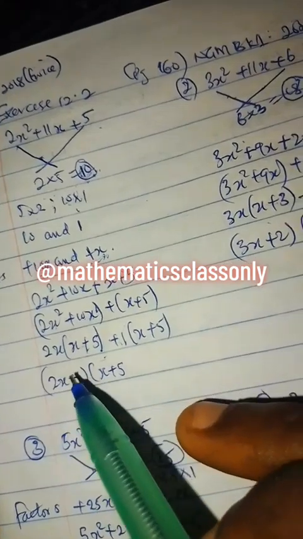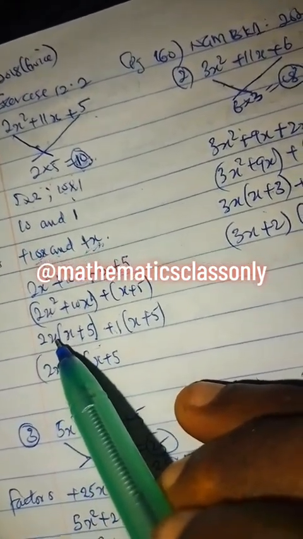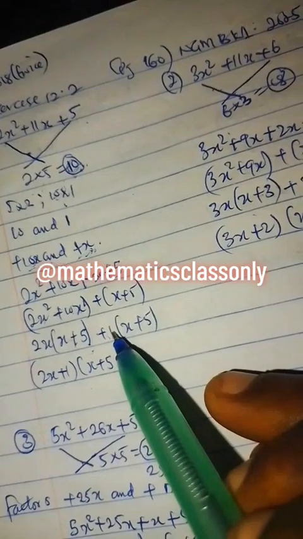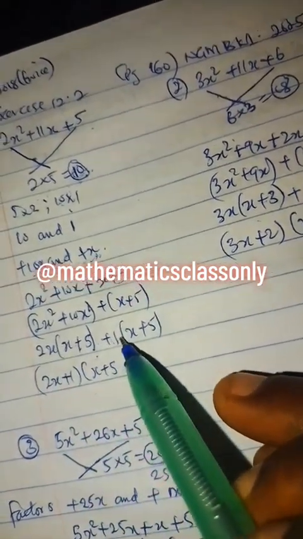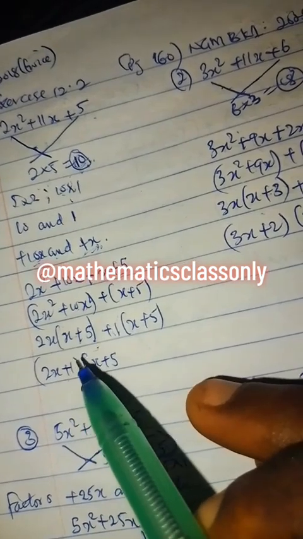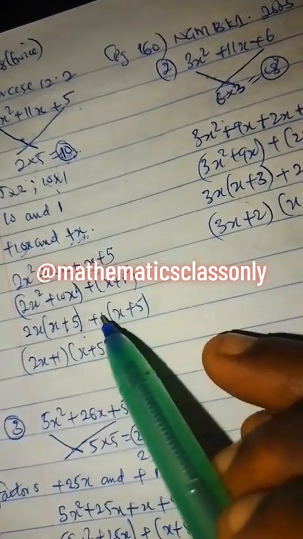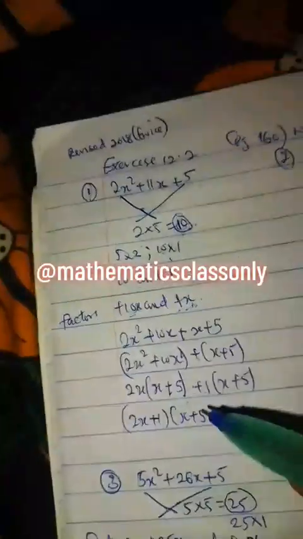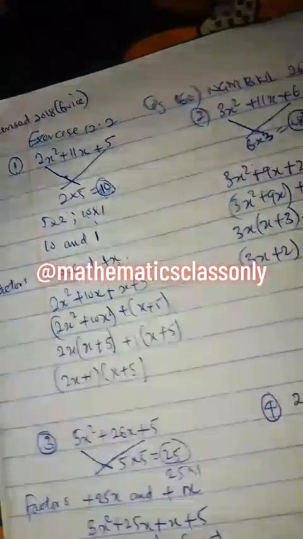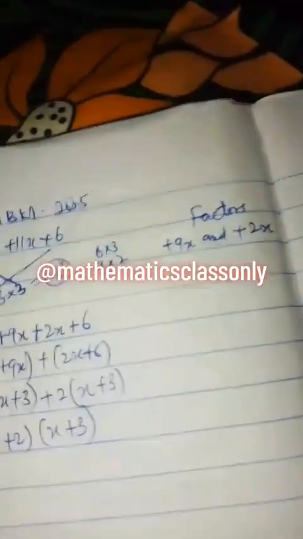So now our final answer will be the factor we brought out here and the factor we brought out here. So 2x plus 1, that's why we have it in the bracket. Then x plus 5, which we can see in both brackets, we just take only one. Alright, that's our final answer for number 1. So let's go to number 2.